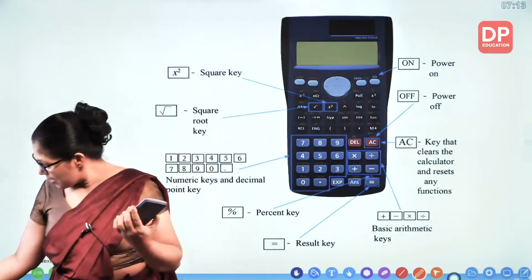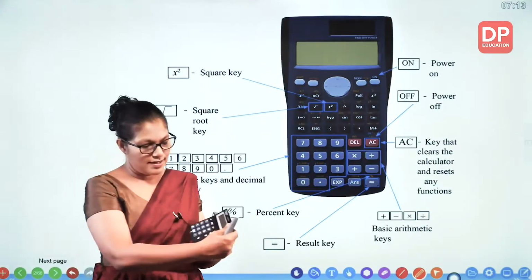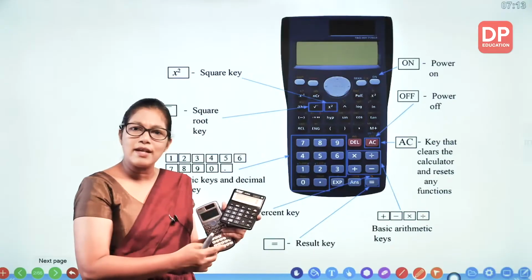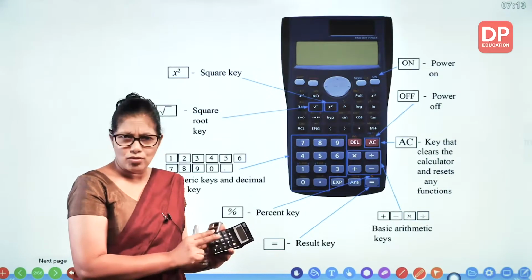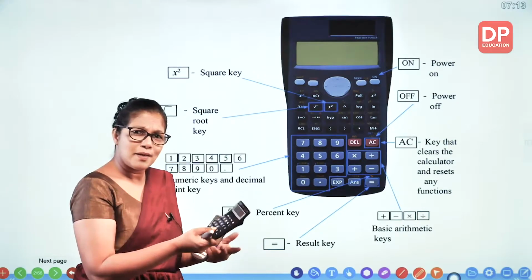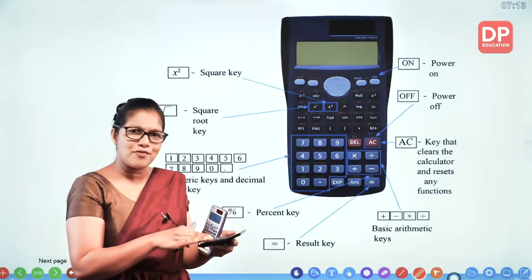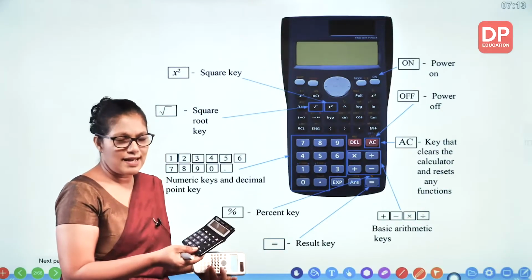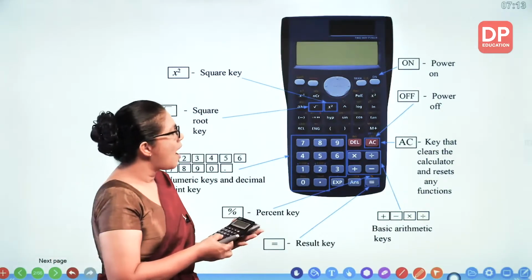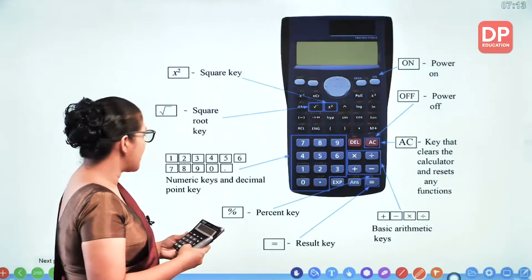And have you seen this one? This is just an ordinary calculator. Only a few functions are there. So in most shops, people used to just add, subtract numbers. They use the ordinary calculator. So we'll see how we can use the scientific calculator.